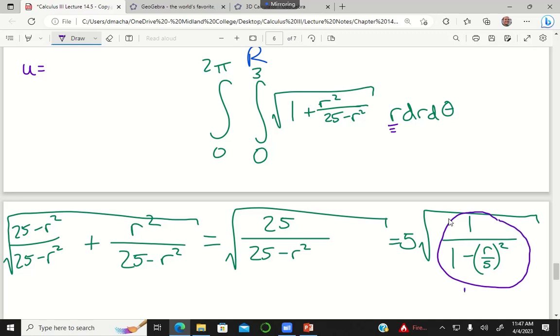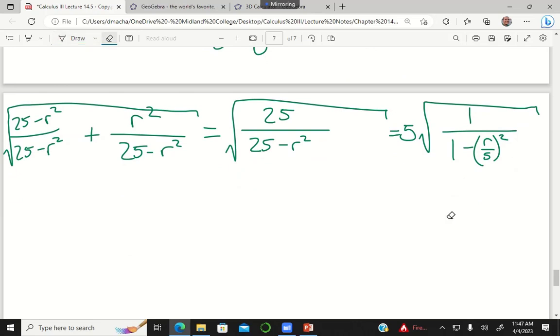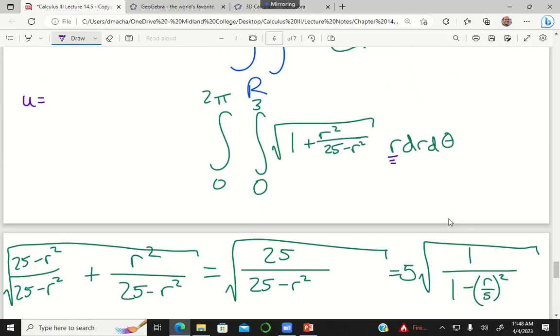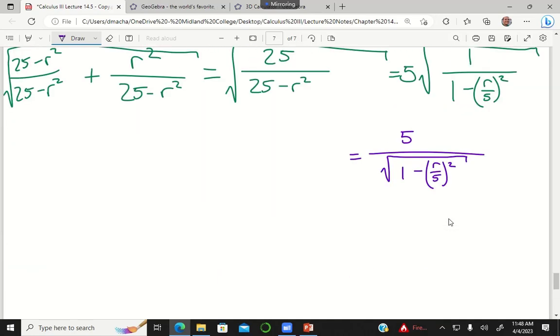I'm going to try making this my u. So we'll say u is equal to 1 over... Actually, scratch that. Let's just do the denominator. Sorry, I keep changing my plan a whole lot. But if I have 1 over stuff inside the radical, I can rewrite that as 5 divided by radical 1 minus r over 5 squared. Let me just go ahead and rewrite this whole thing so that we're not getting confused here.